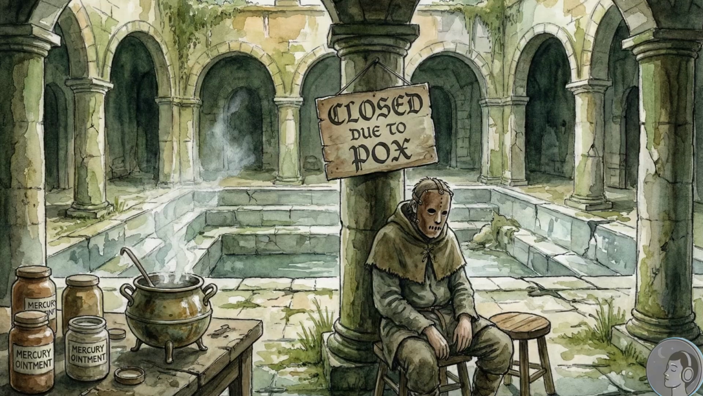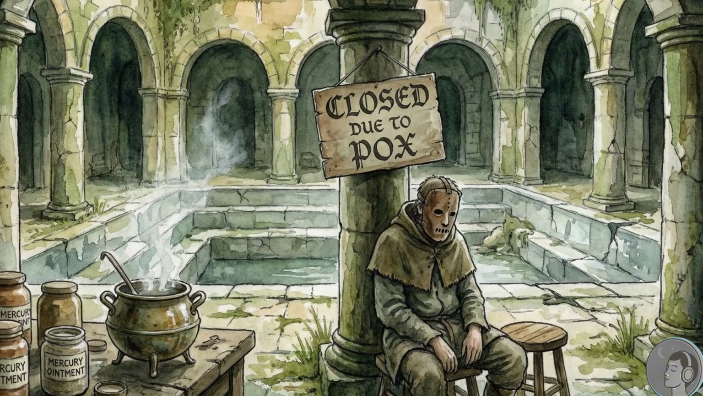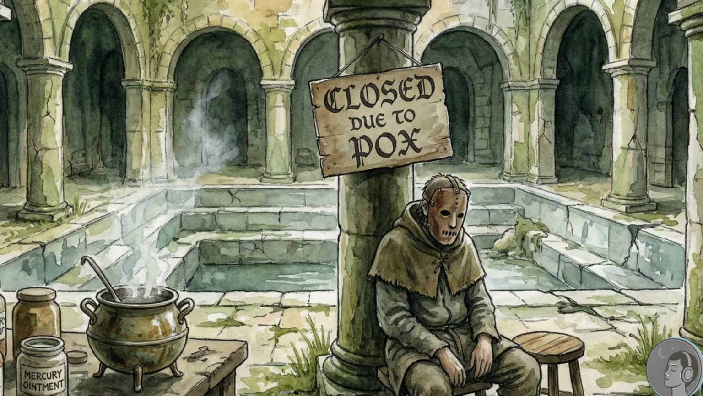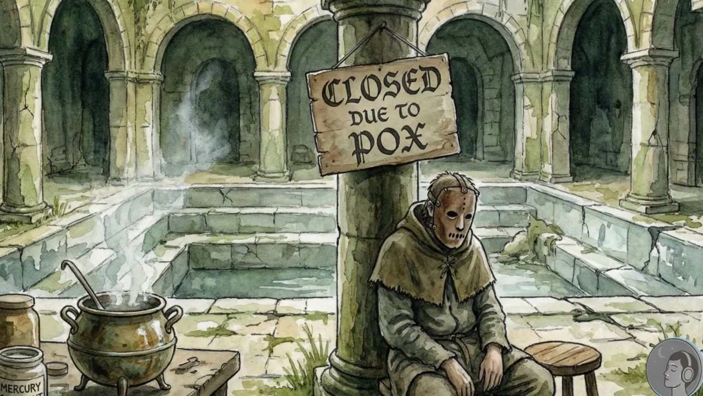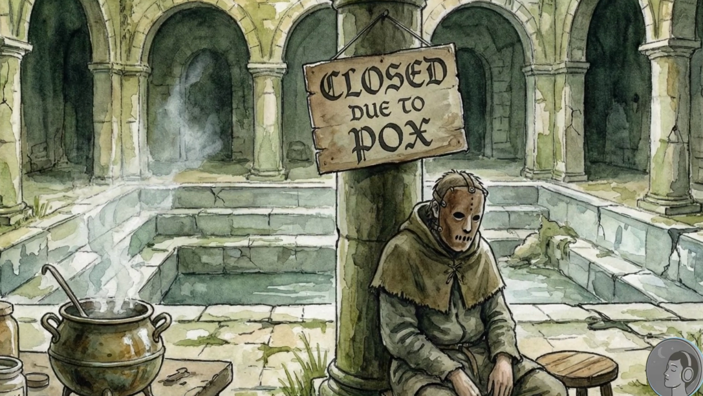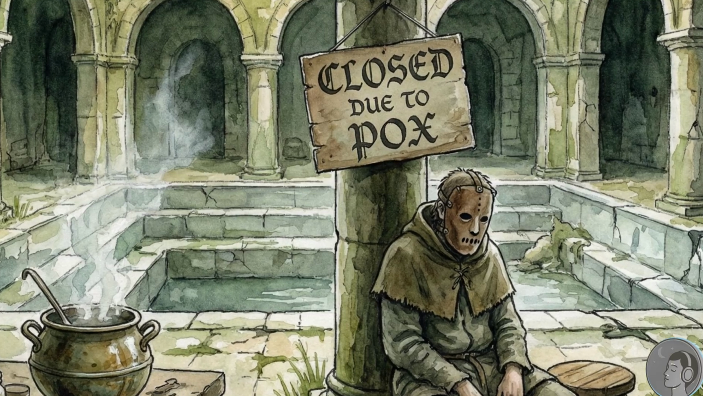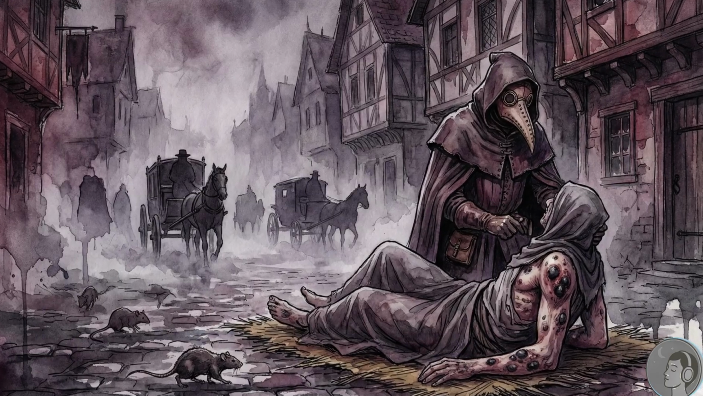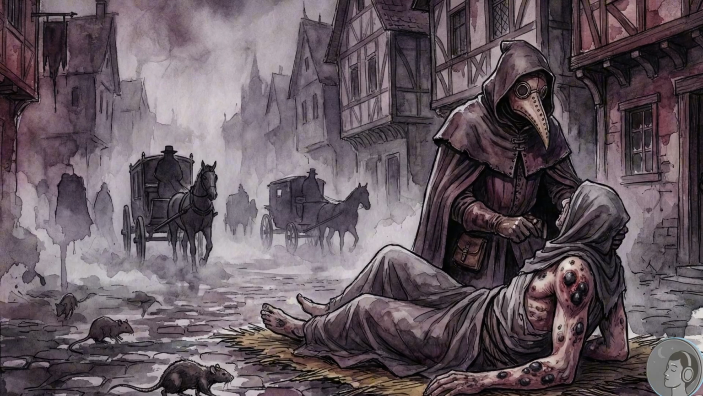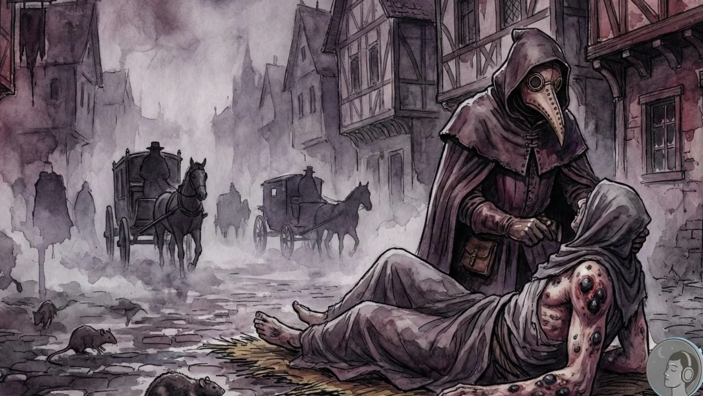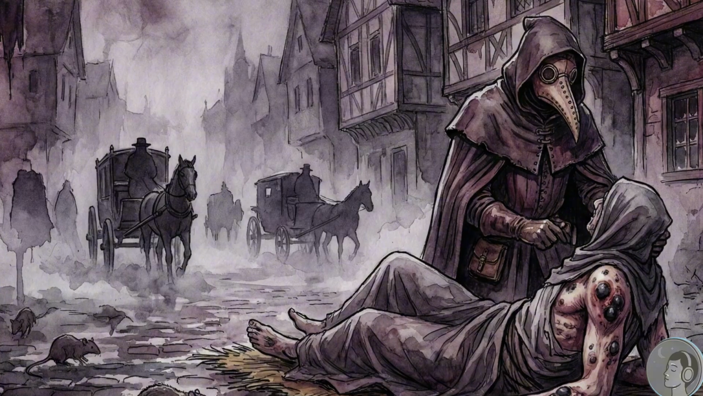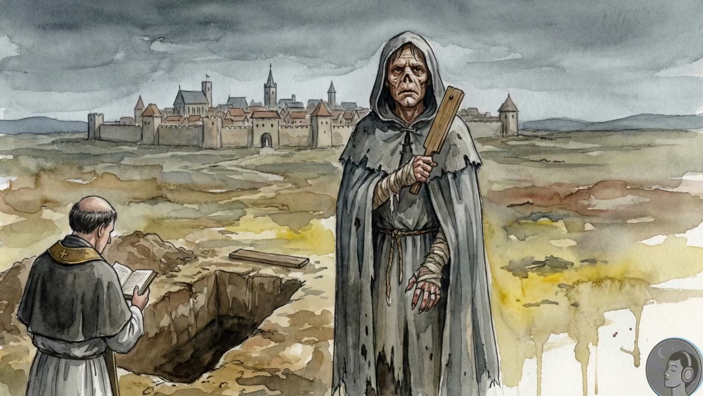Its causative agent was Rickettsia prowazekii, an obligate intracellular parasite, but the architect of its transmission was the human body louse, Pediculus humanus corporis. The mechanism of infection is a testament to the squalor of the era. The louse thrives in the seams of unwashed clothing, feeding on human blood.